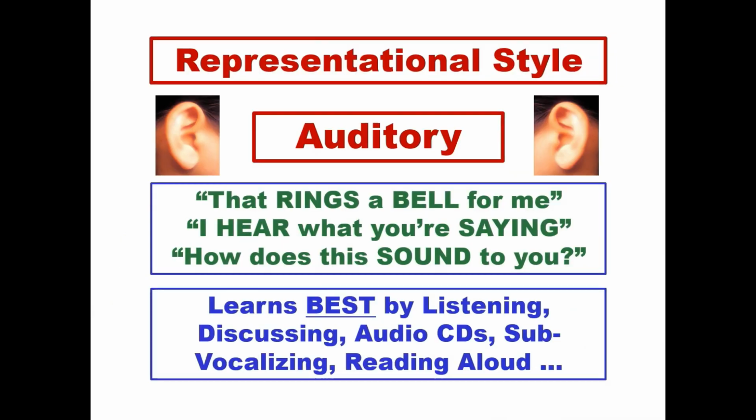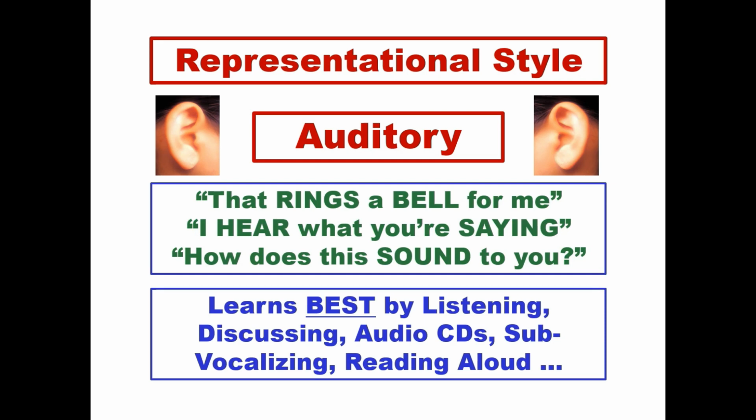Next representational style is auditory. How do you tease out if they have an auditory style? Again, look at the language they use when they're talking to you. They'll say things like, that rings a bell for me. I hear what you're saying. Hey, how does this sound to you? Rings, bells, hear, saying, sound. These are all auditory expressions.